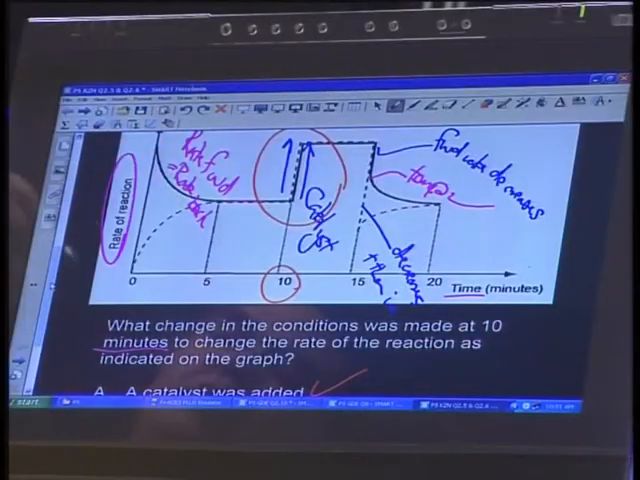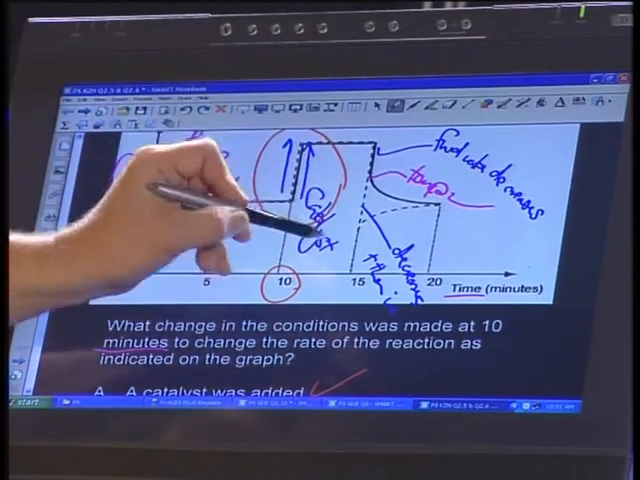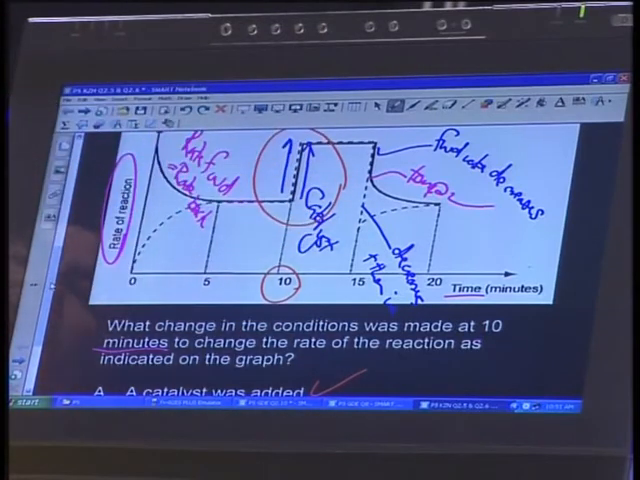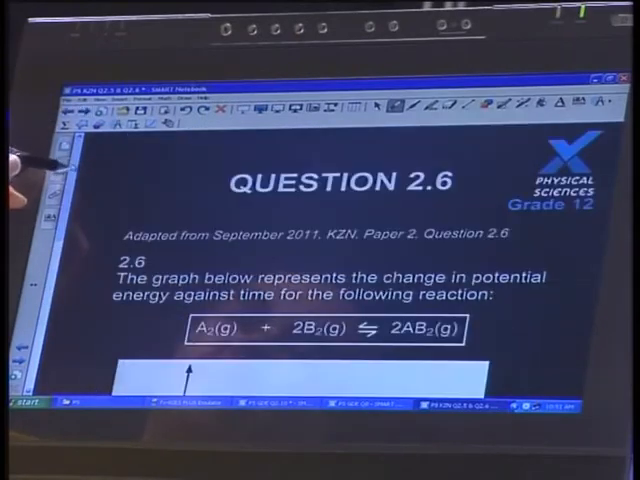So I would suggest that maybe this is a temperature change, but it is an interesting thing to go and analyze. Check with your mates and have a look at it. Let's move on to the next question.